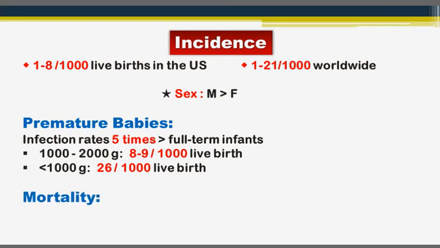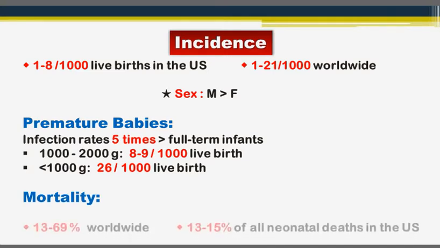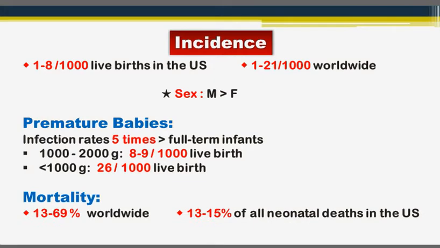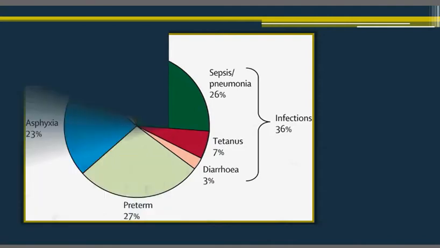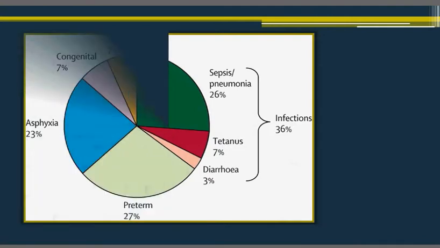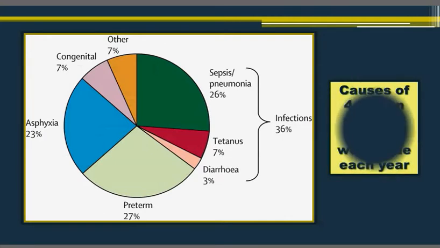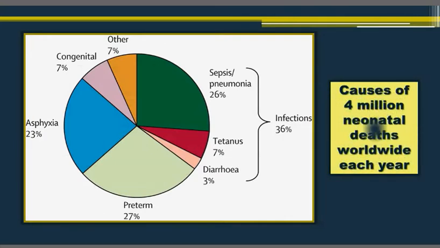So what about the mortality due to sepsis in general? Also, it is high. Worldwide, it is about 70%. It's very high. But in the United States, it comprises about 15% of all neonatal deaths, whatever the causes of neonatal death. Now, I think you remember this picture showing statistics of causes of 4 million neonatal deaths worldwide each year. And here you can see sepsis, whether it's pneumonia, tetanus, or diarrhea, and the incidence of sepsis and death due to sepsis.